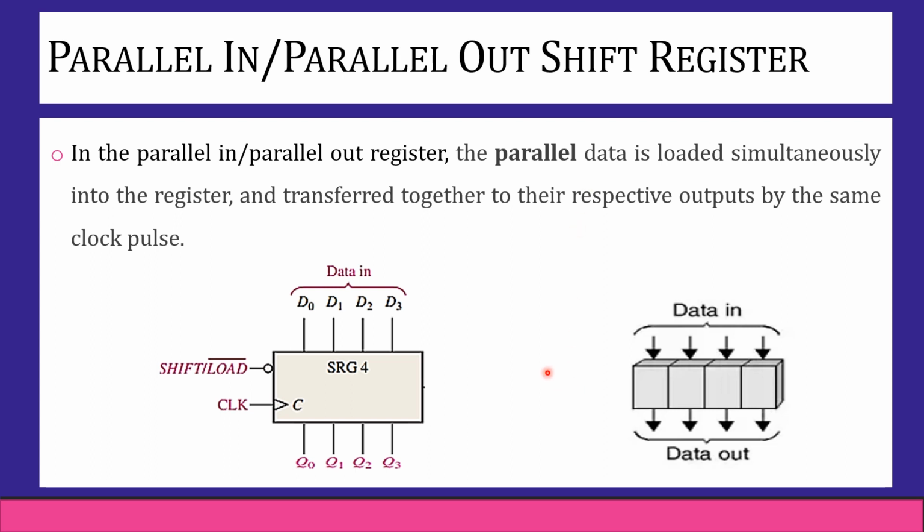Now let's discuss the fourth type of shift register, that is the parallel in, parallel out shift register. In this PIPO shift register, the parallel data is loaded simultaneously into the register and they are transferred together to their respective output lines by the same clock pulse. Okay, so the data will be inputted parallelly as well as outputted parallelly. So we'll be having n input lines as well as n output lines. Okay.